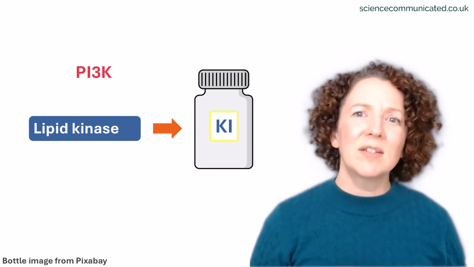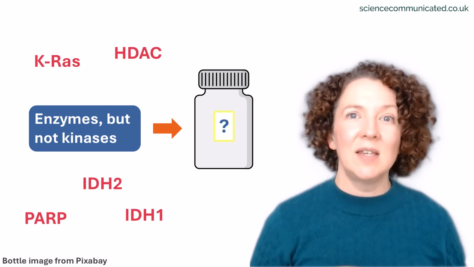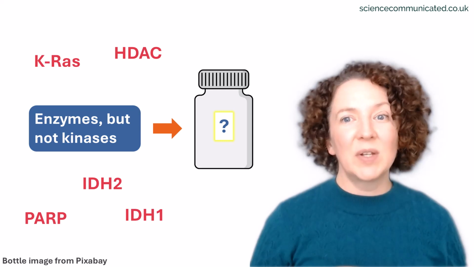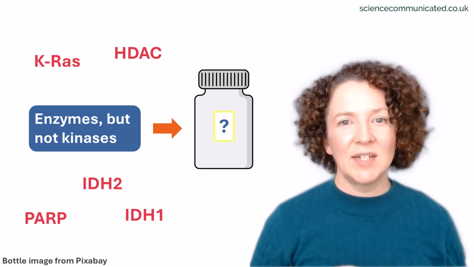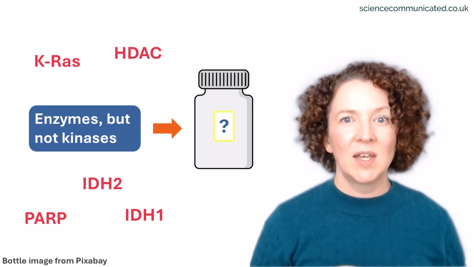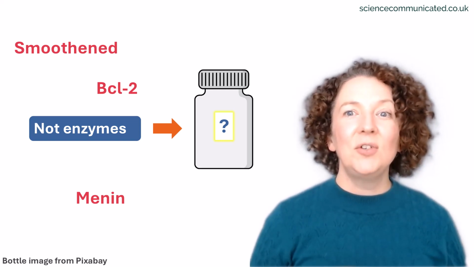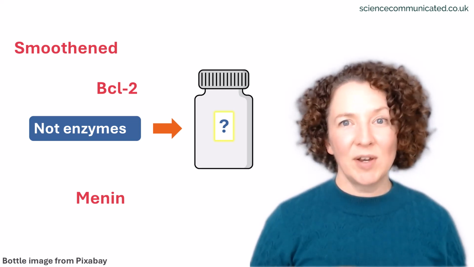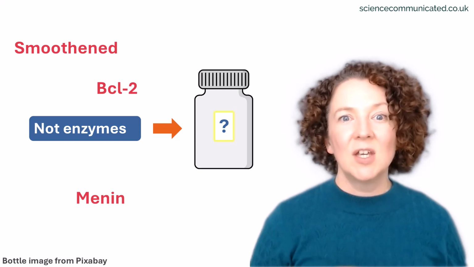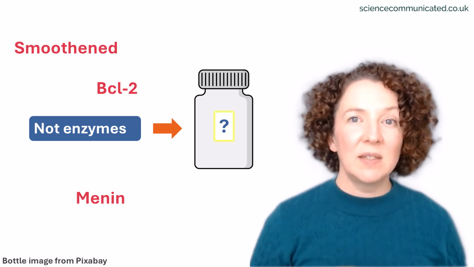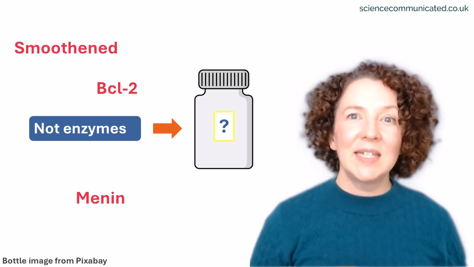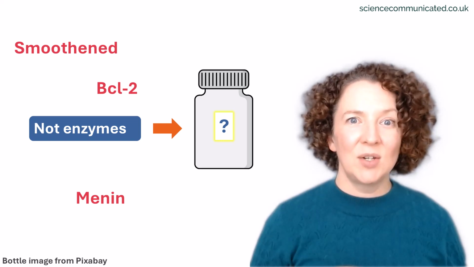Then we have the drugs that block enzymes that aren't kinases at all, such as PARP and KRAS, IDH1 and IDH2 or the HDAC enzymes. I've even seen the term TKI used to refer to drugs that block proteins that aren't even enzymes, proteins like smoothened or BCL2 or menin, yet the TKI label still gets used.